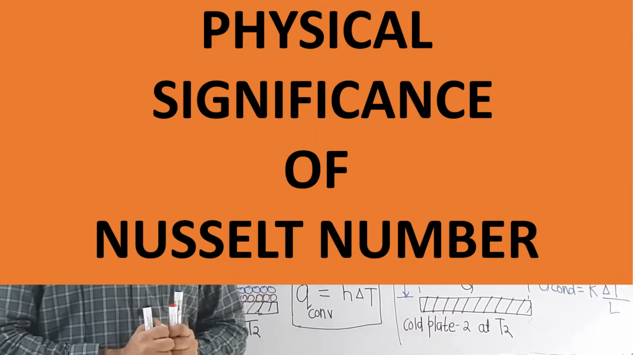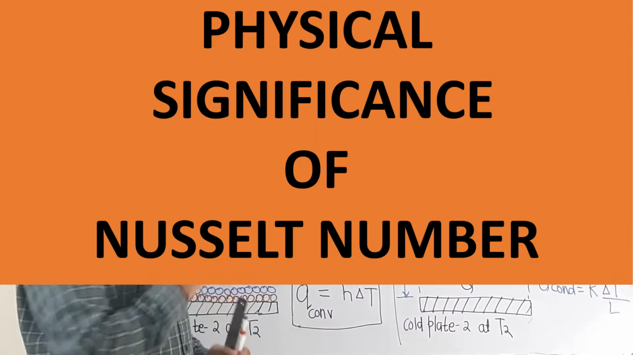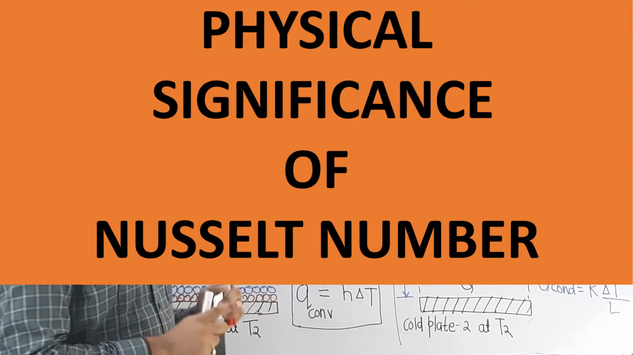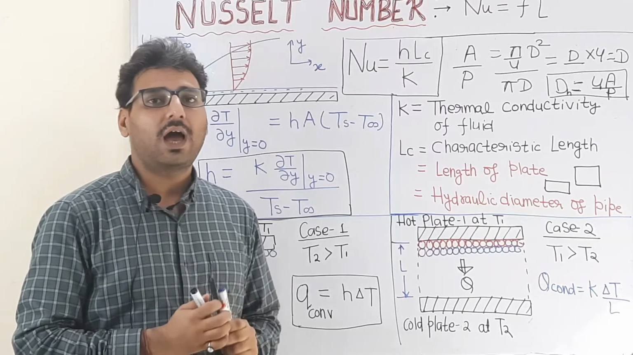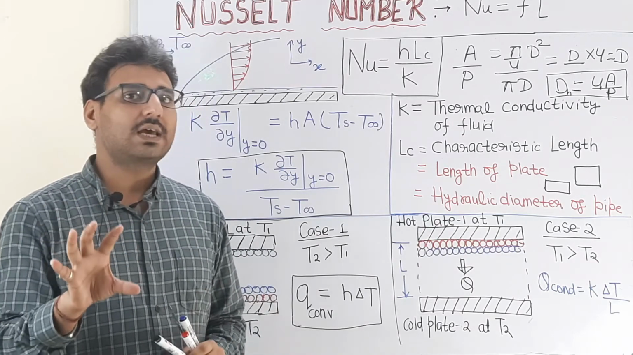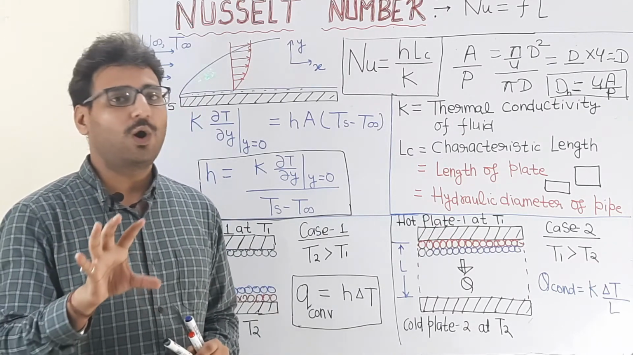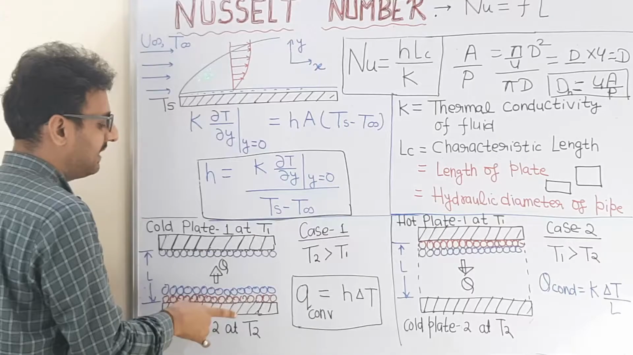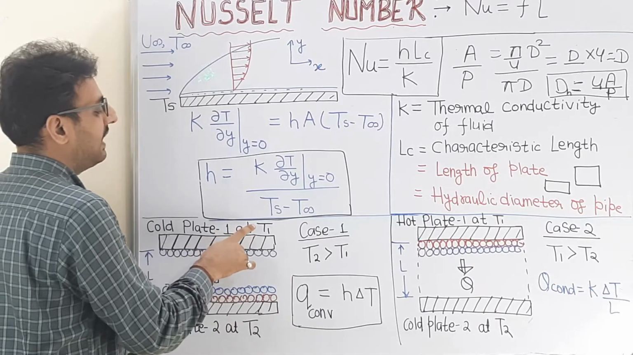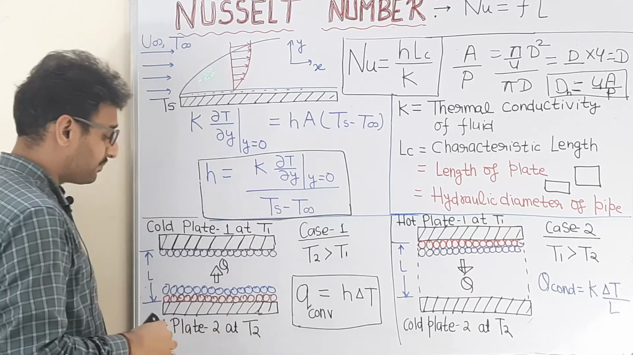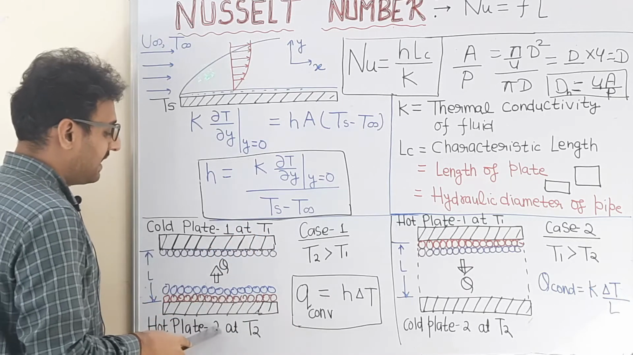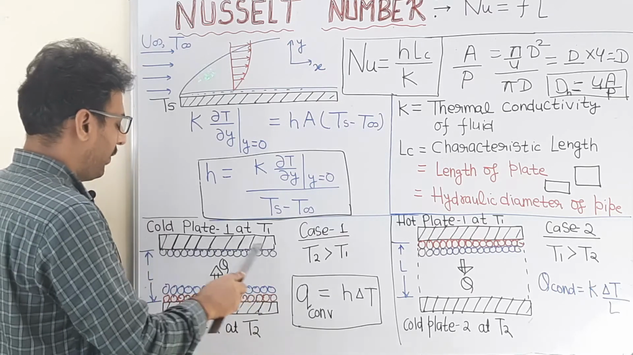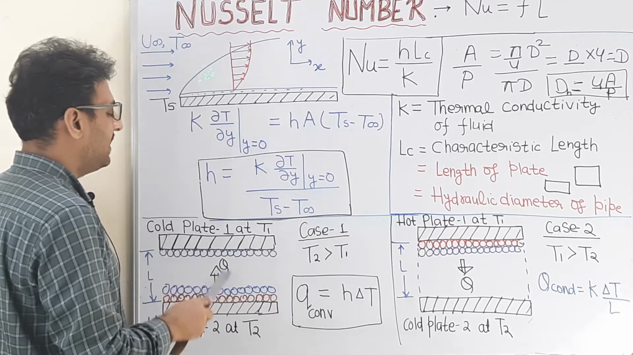We are going to discuss the significance of the Nusselt number. What the Nusselt number shows. For this, we are considering a fluid layer which is trapped between two horizontal plates. This is the upper plate at the temperature T1, and this is the lower plate at the temperature T2, and the fluid is entrapped between these two plates.